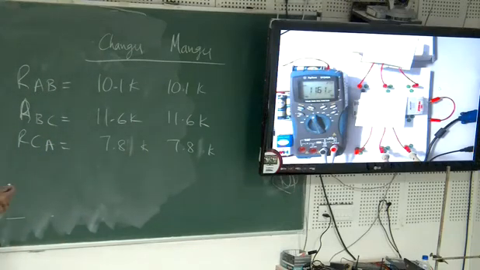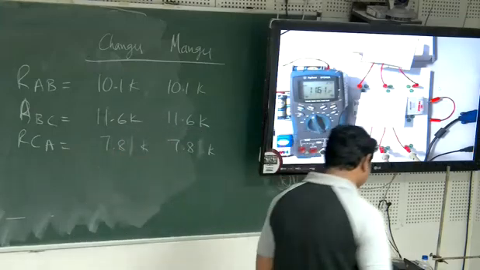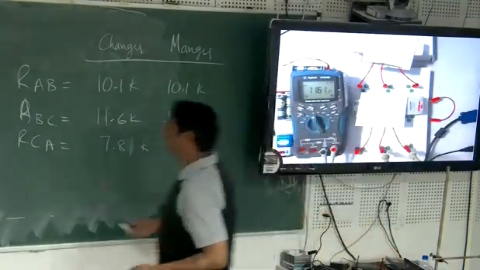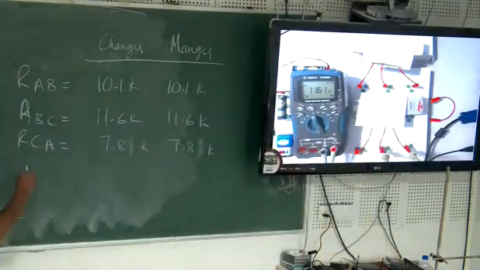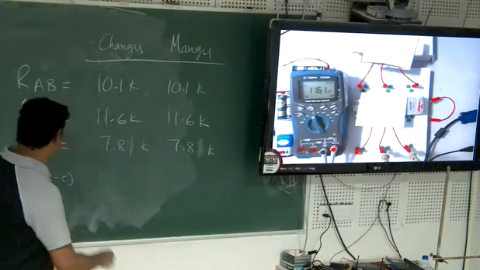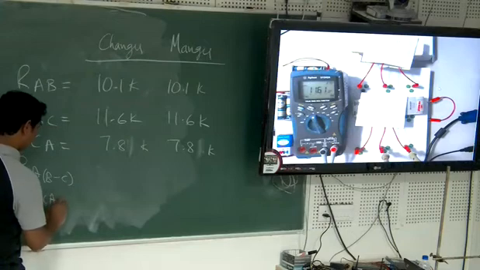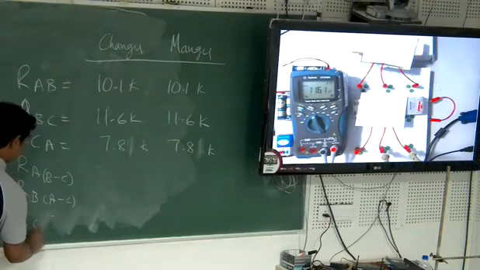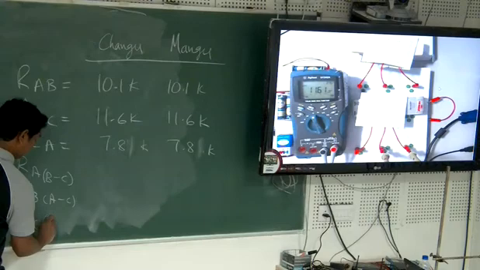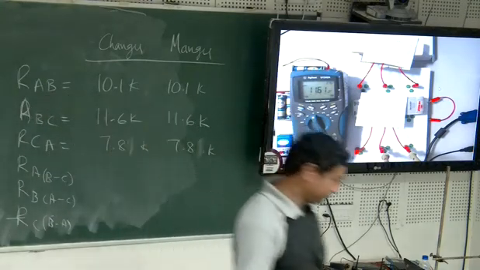So what shall we do? How to identify which one is star, which one is delta? I can try one trick actually. I can find RA with BC short circuited, I can find RB with AC short circuited, and I can find RC with BA short circuited. Okay, let's try that.